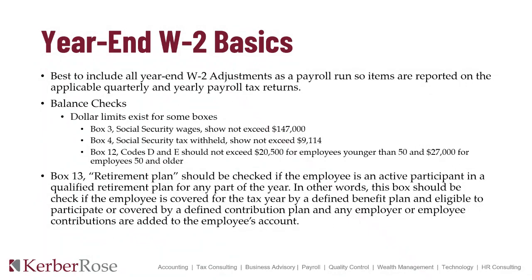However, the add-on items that we've been talking about do need to happen before year end, because those should be reported in the year that the value was given to the employee. So the S Corp health would need to happen in 2022. The group term life would need to happen. Same with the personal use of auto.